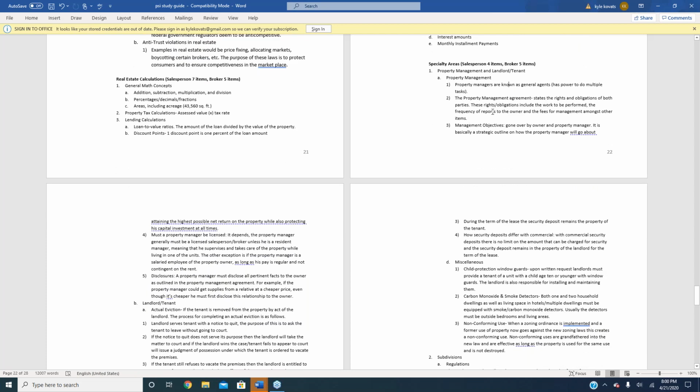Property management, we talked a lot about this already. So again, they're general agents. A good example is that they're a general agent. They do a lot of different things.